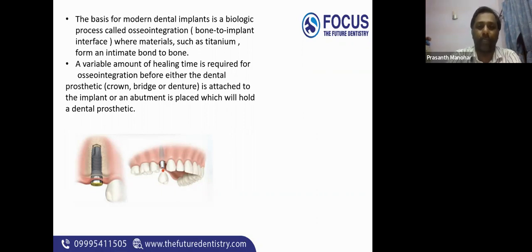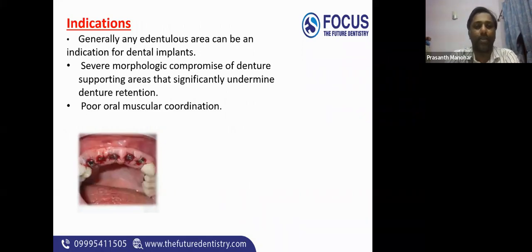Upon healing, this bond will be strong enough to support a denture, or a crown or a bridge. So it will hold the dental prosthesis in its position. Clear? Now, what are the indications?